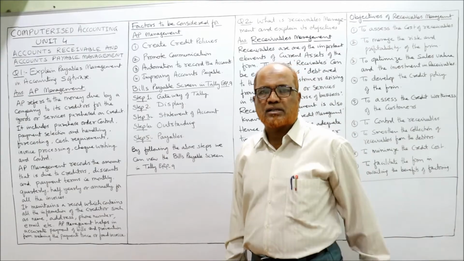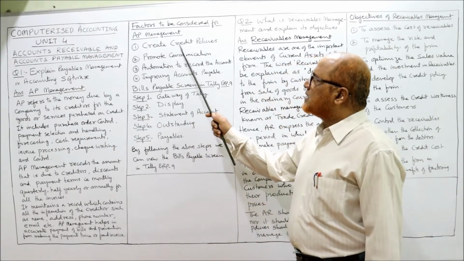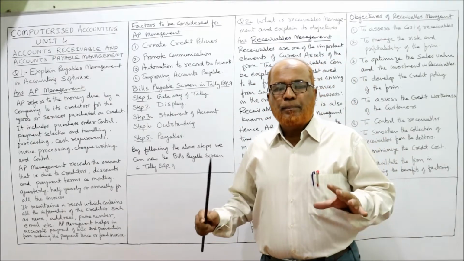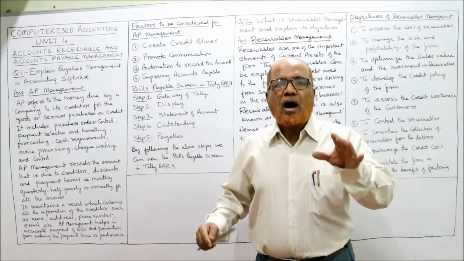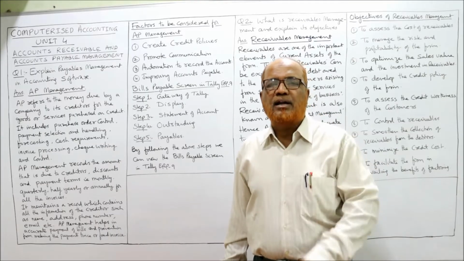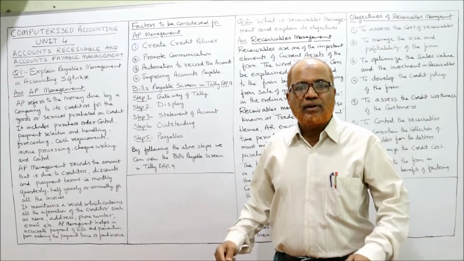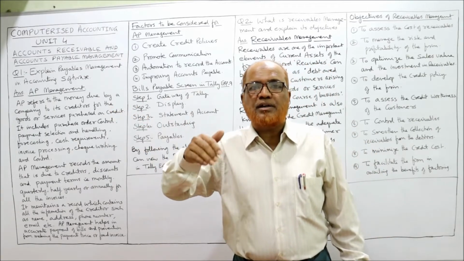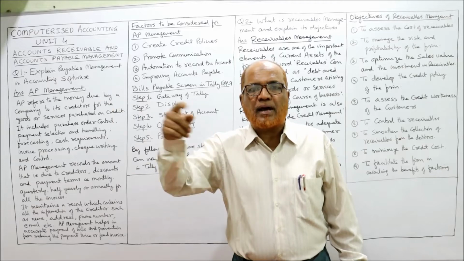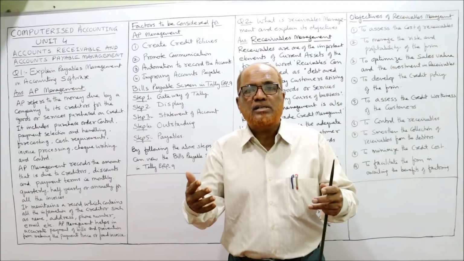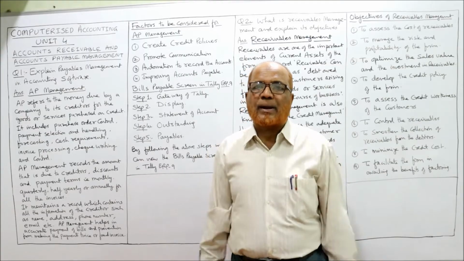Now, factors to be considered for accounts payable management. What are the factors to be considered? The first factor, create credit policies. First of all, the business has to evaluate how much is the credit period allowed by different suppliers. We have to evaluate. So whichever supplier will give more credit period, from that supplier we purchase the goods. So we have to evaluate the credit policies of different suppliers.